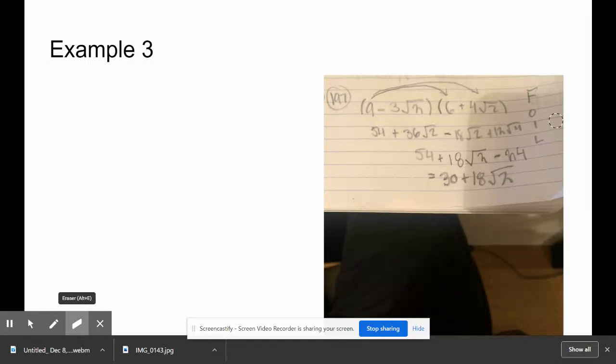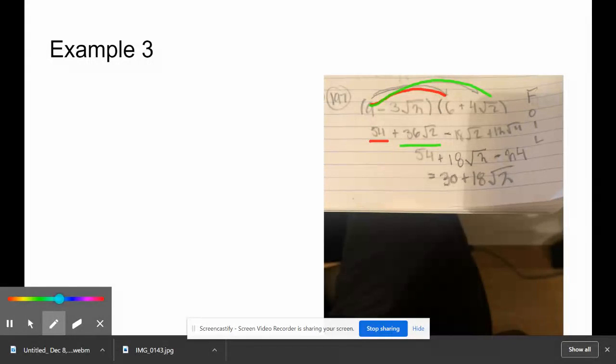So when I multiply the first two terms, I have a 9. Well, actually, you can already see my pencil marks there. I have a 9 times 6, which is 54. And then I have a 9 times 4 square root of 2, which gives us 36 root 2. So that's my first and my outers.